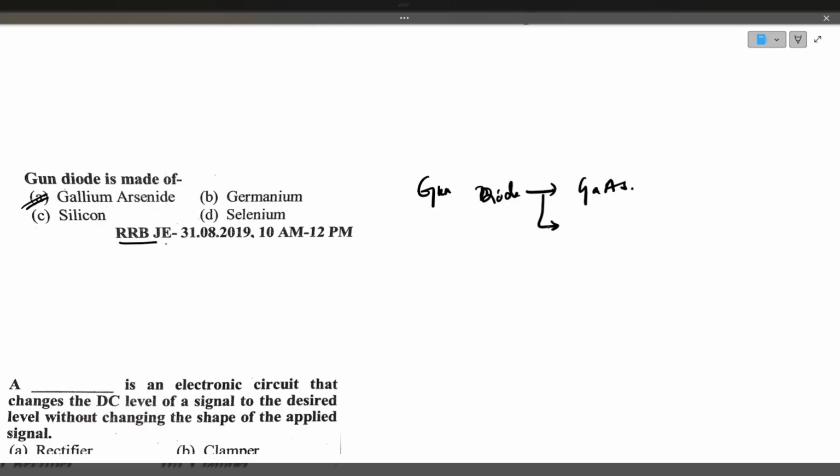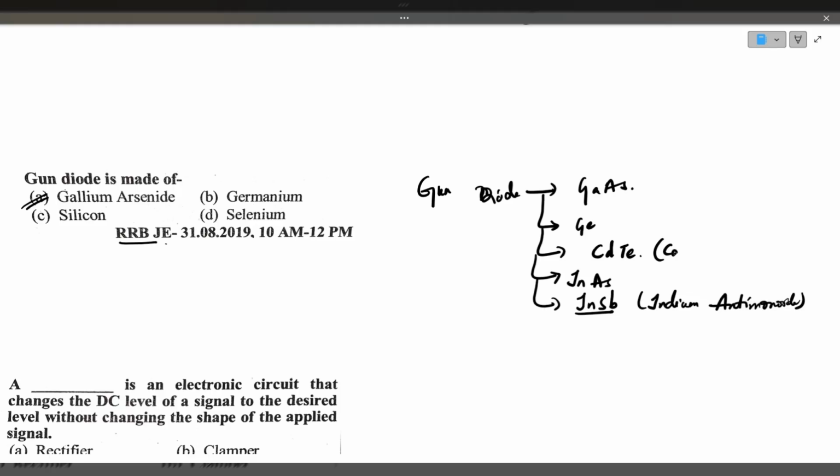Sometimes they use the materials germanium and cadmium telluride. Cadmium telluride is also used, and also indium arsenide and indium antimonide. These are all the materials which are used for making a Gunn diode. So any is fine, all these are answers. But in the given options, the answer is gallium arsenide.